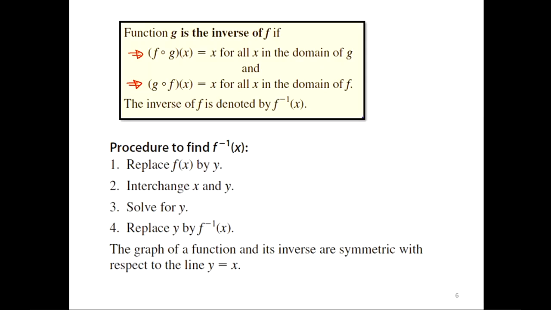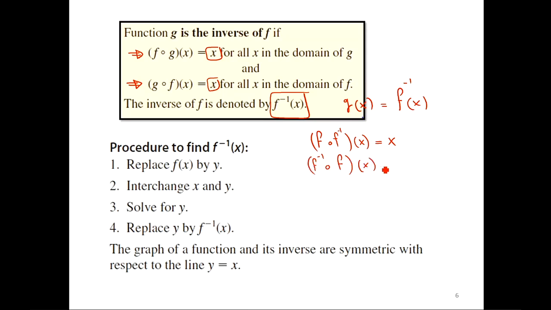Okay, so if the composition functions F composite G equal X and G composite F equal X, we can conclude G is the inverse of F and F is the inverse of G. So if G is the inverse of F, this means G of X equals F inverse of X. Because the composition functions F composite G and G composite F equal X, these are the main rules: F composite F inverse of X must be equal X, and F inverse composite F also equals X.